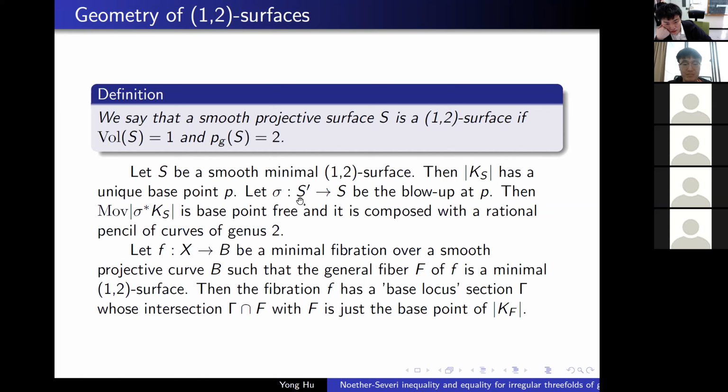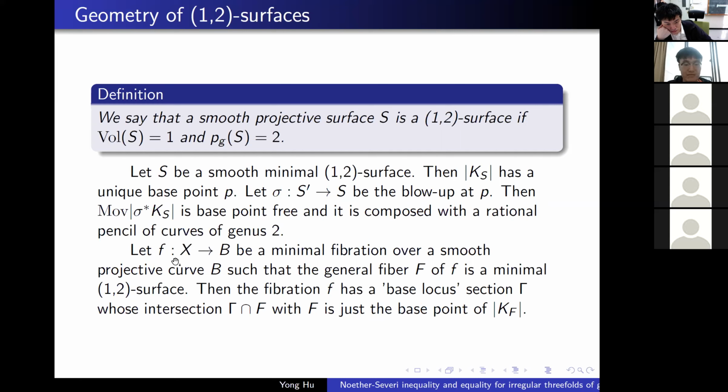Now let sigma from S prime to S be the blow up at P. Then the movable part of sigma upper star K_S of this linear system is base point free, and it is composed with a rational pencil of curves of genus 2. This means that this linear system induces a morphism from S prime to P1, and the general fiber is a smooth curve of genus 2.